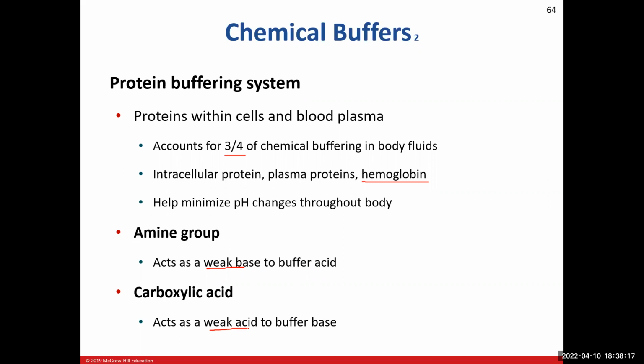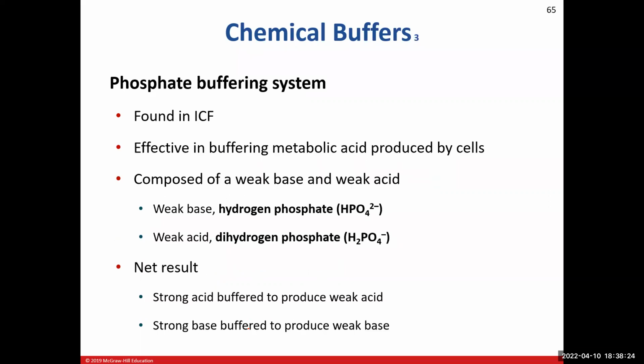So proteins are awesome. They're one of my favorite macromolecules. And I know I say I have a lot of favorites of whatever, but proteins, they definitely bring it.